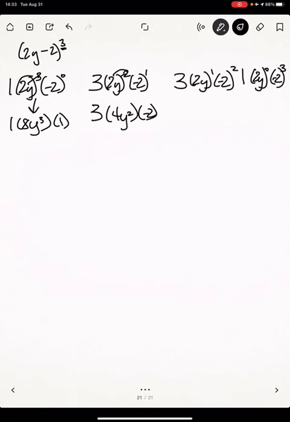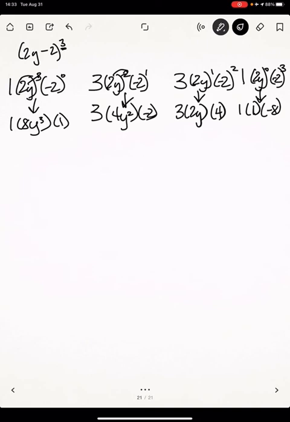All right? 2 to the 1 power, all we're going to do is rewrite it as 2y. And negative 2 to the 2nd power is 4. And then lastly, we have 2 to the y to the 0 power is 1. And then negative 2 to the 3rd power is negative 8. Okay? So now all we need to do is multiply all our numbers.